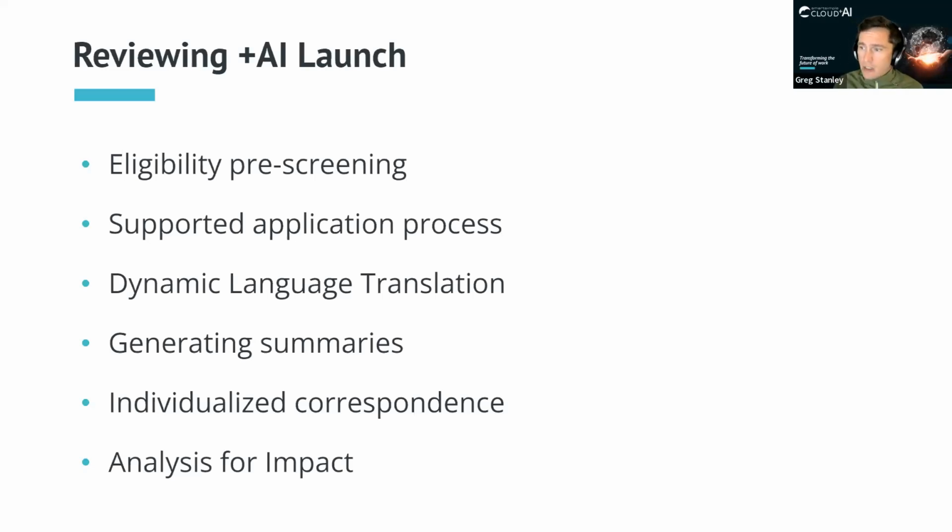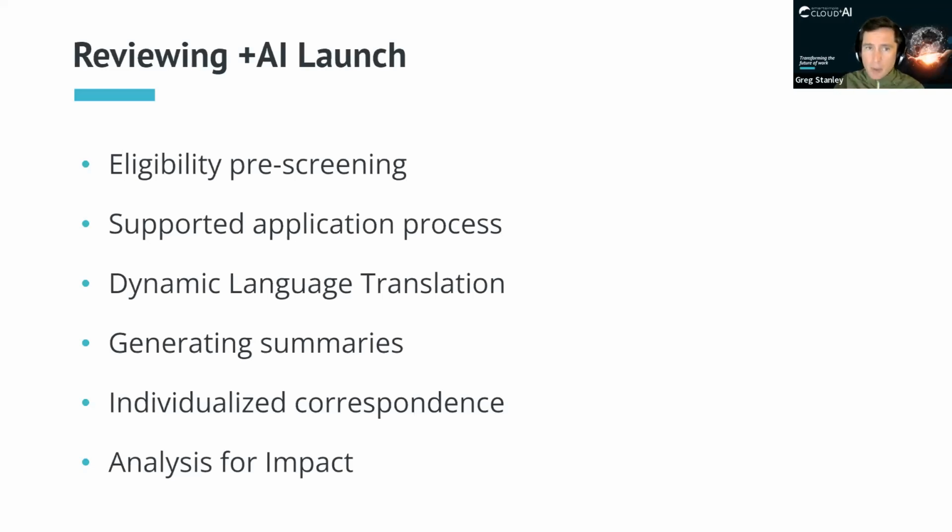We mentioned dynamic language translation, something that we hope to be able to show a little bit later on. That's just one of the functions that the AI can provide: dynamic translations in context. We also talked about generating summaries, executive summaries, summaries of reviews, and analyzing review forms and criteria to come up with common scores. And we talked about individualized correspondence and also analysis for impact.